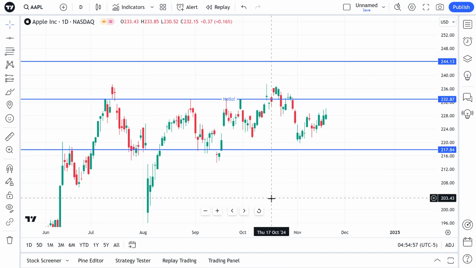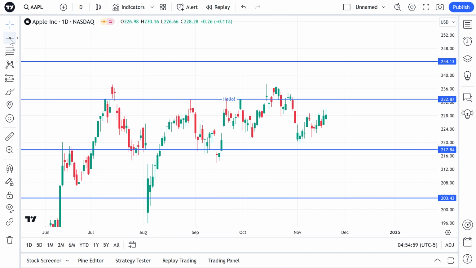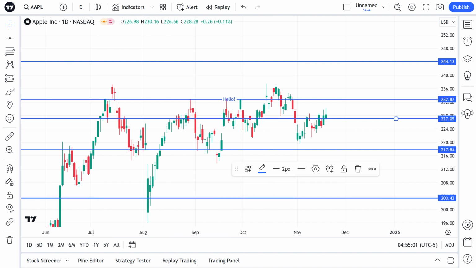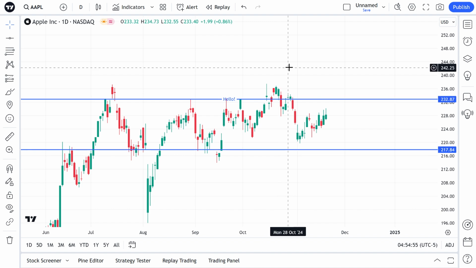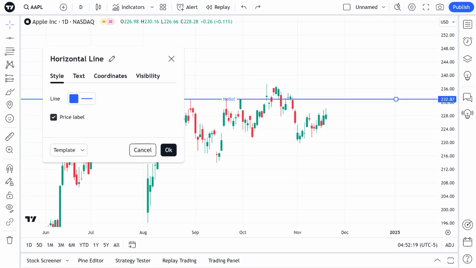For the head, this will be the highest point, and for the shoulders, these are the points lower than the head, but should be at roughly the same level. The pattern is confirmed when the price falls below the neckline.